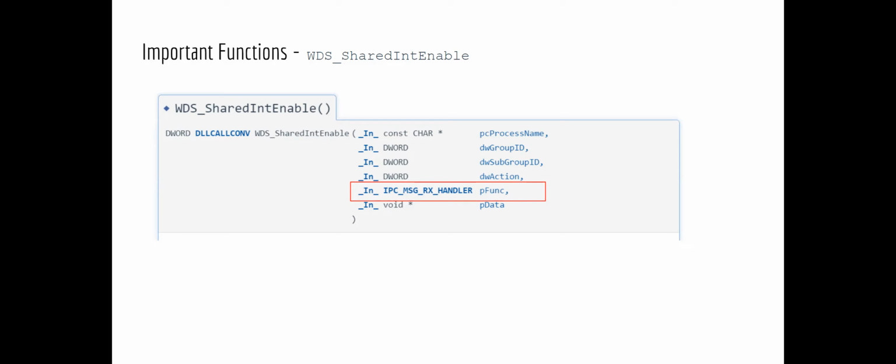So here we have the WDS shared int enable function. Again, this is its signature. It is available in our documentation. This function includes the process name, the group ID, subgroup ID, the DW action, which we went over. And here, this is your place to enter the callback, the what happens after the interrupt is raised.